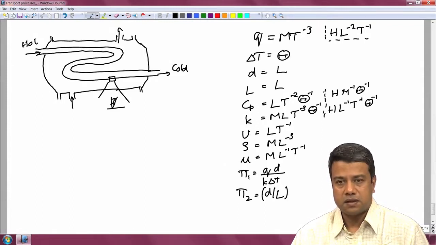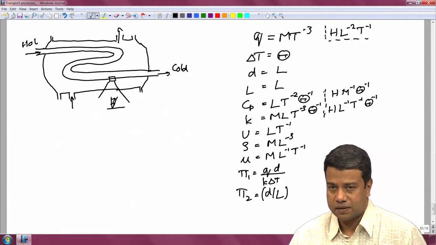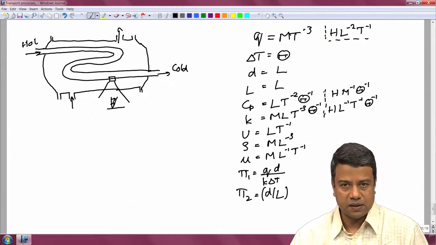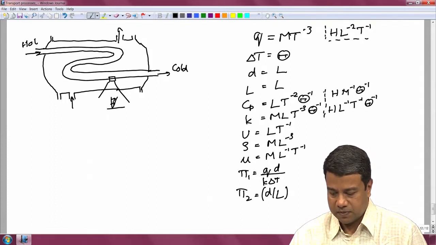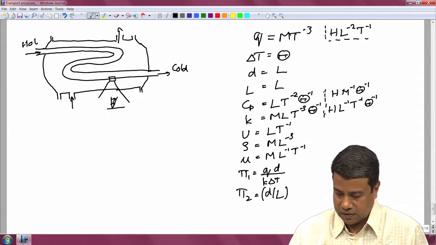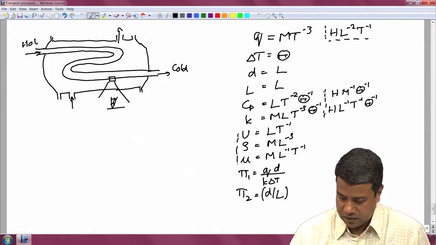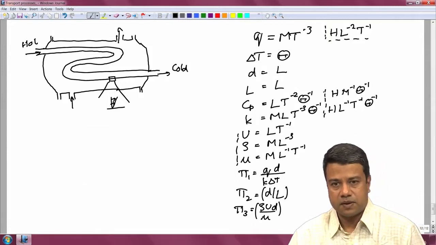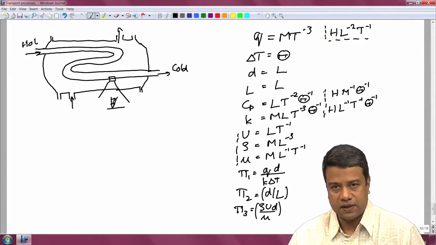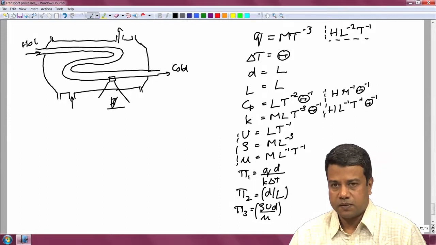There is a third one, which involves the mechanical properties. That is something that we have seen in the last lecture. We showed that rho u d by mu was a dimensionless number. In this problem as well, you have rho, u, d and mu. Therefore, I can very easily write that the third one is rho u d by mu. That is a dimensionless group. Number 3. There should be 4 of them.